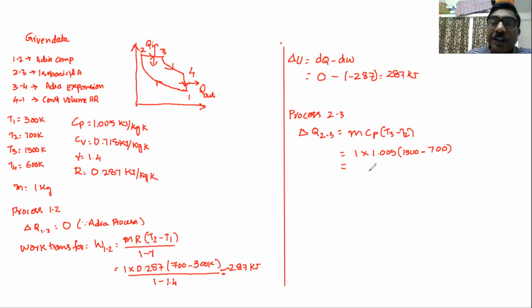So this is 804 kilojoules. Okay, so heat added is positive. You can see the sign is positive. And what is the work done here? Delta W 2 to 3.